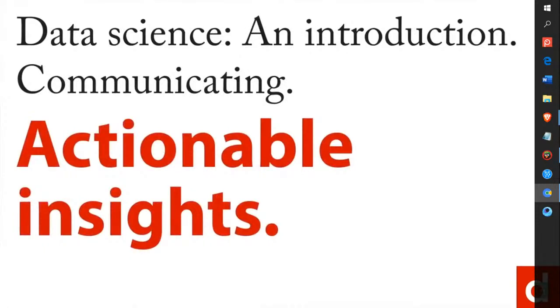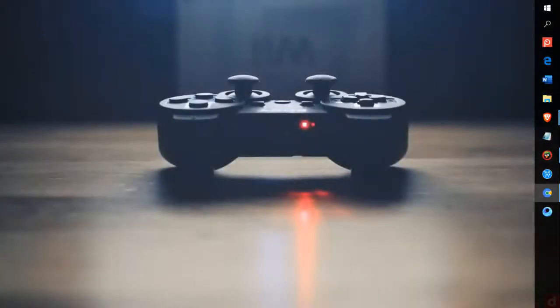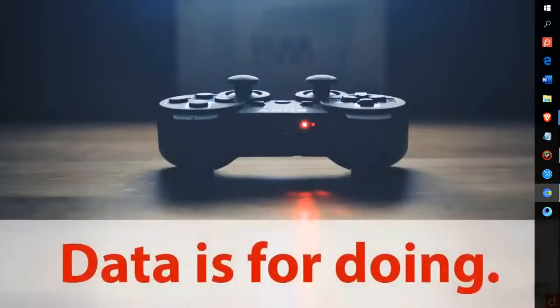The next step in discussing data science and communicating is to talk about actionable insights, or information that can be used productively to accomplish something. Now, to give sort of a bizarre segue here, you look at a game controller. It may be a pretty thing, it may be a nice object, but remember, game controllers exist to do something. They exist to help you play the game and to do it as effectively as possible. They have a function, they have a purpose. Same way, data is for doing.